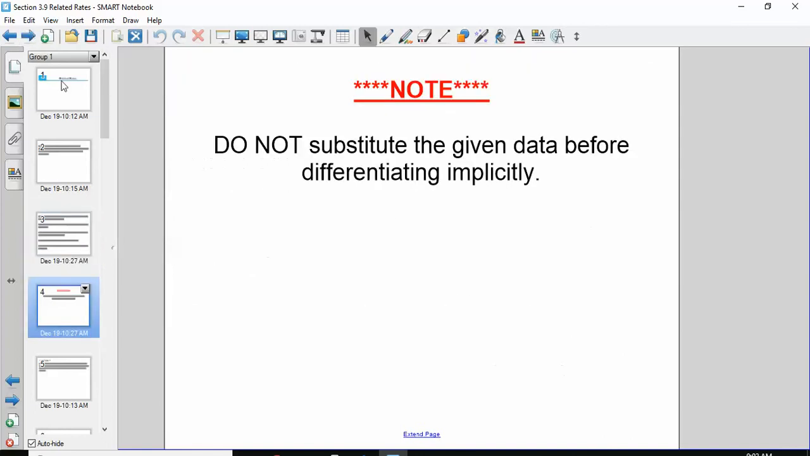You cannot plug in the values before the derivative. Why? If I plug in my value, then it's a constant. What's the derivative of a constant? 0. The only things you can plug in are things that never change.